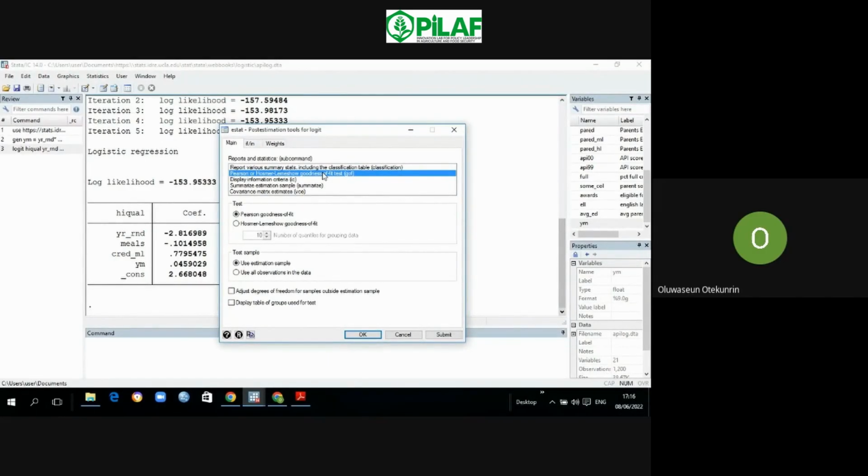Once you click that, go to the next section, that's test. Under test, click Hosmer-Lemeshow goodness of fit. Then the next section, you see test sample. We are using estimation sample first. You can also use all observations in the data, but let's use estimation sample first. So after that, we submit.